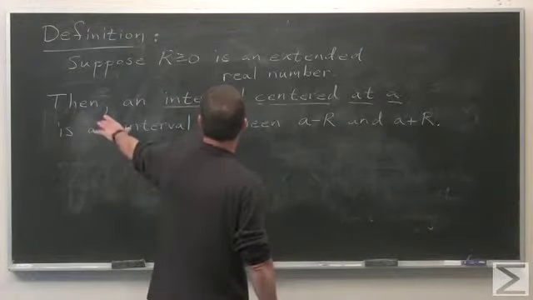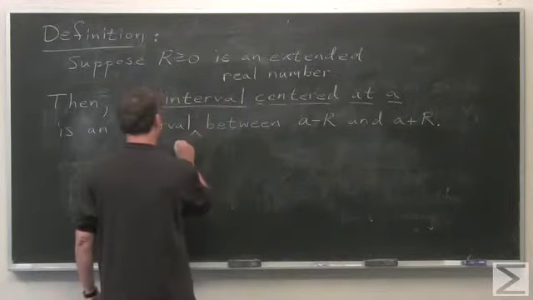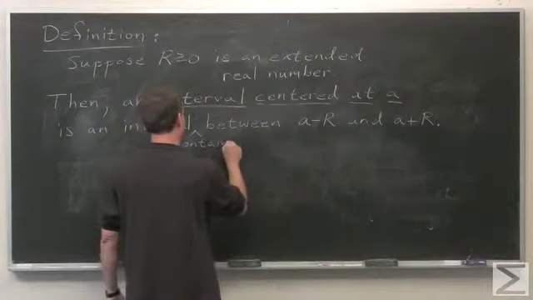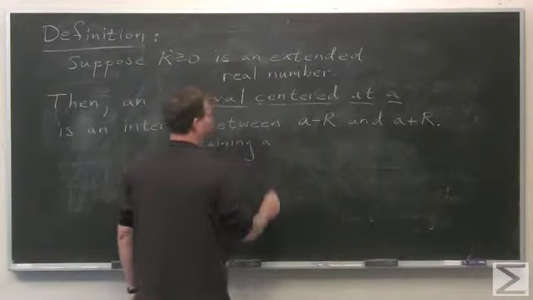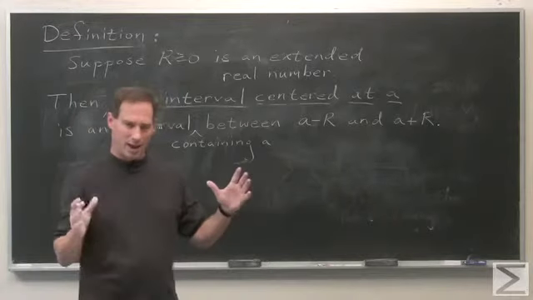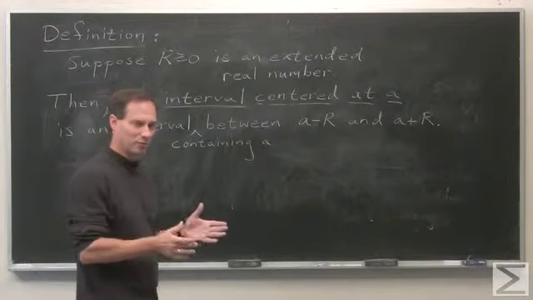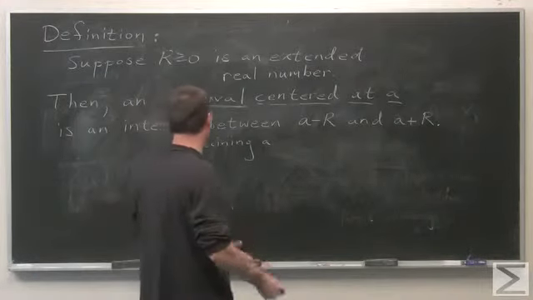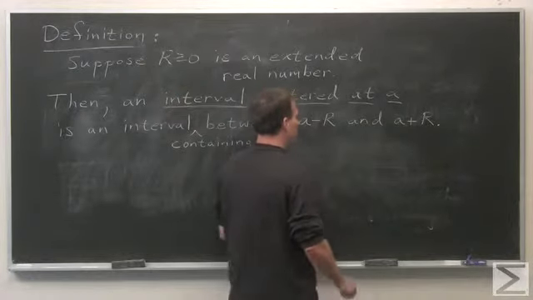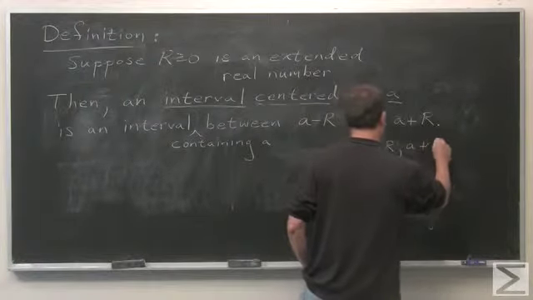I want to say then an interval centered at A is an interval containing A. And you might go, well, of course, if it goes from A minus R to A plus R, it has to contain A. Well, not if R is 0 and you take an open interval. So I don't want the open interval from A to A to be an interval centered at A. The open interval from A to A is the empty set. It doesn't contain anything, containing A. So the choices here, it means that you could have A minus R to A plus R.